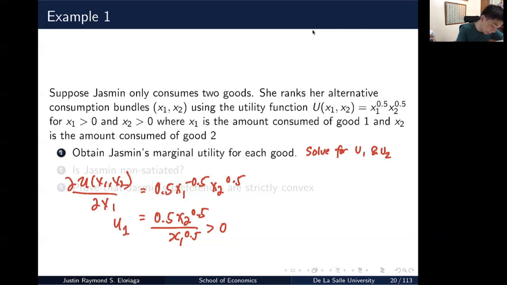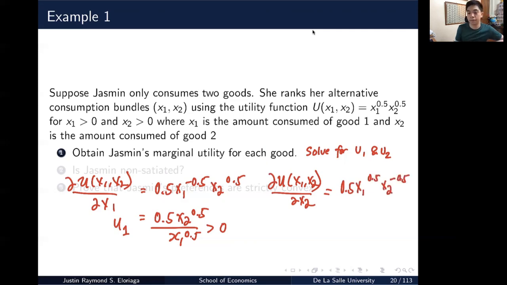Your u2 will be the partial of u(x1, x2) with respect to x2. This should be equal to 0.5 x1 raised to 0.5, x2 raised to now negative 0.5. Simplifying this, we get 0.5 x1 raised to 0.5 over x2 raised to 0.5. And that's also greater than zero. And this is your u2, the one that you have there.